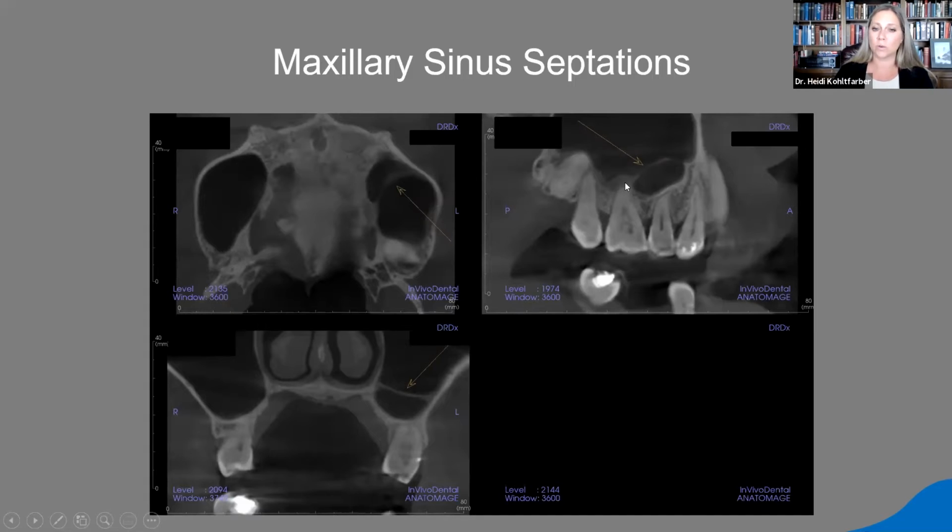The membrane is going to be folded in a particular way. We wouldn't want to cause any issues with that sinus lift. So definitely something to look at.